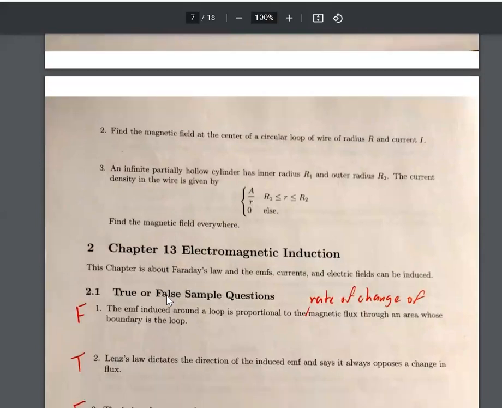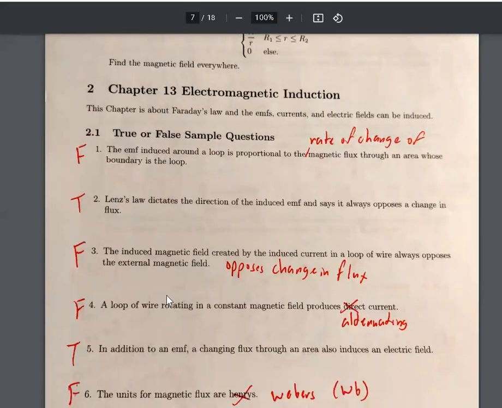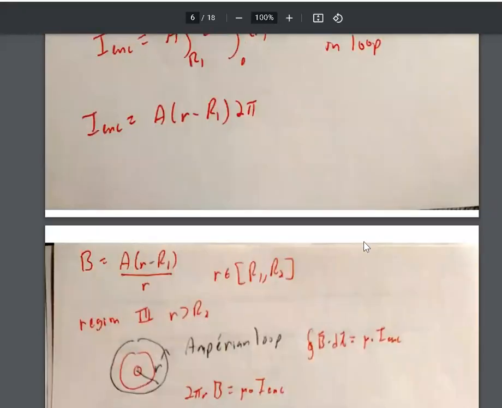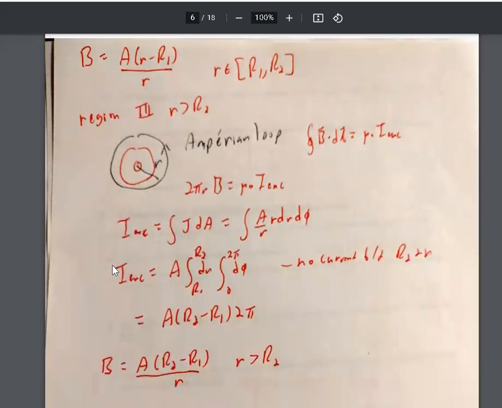All right, so that's this chapter. So the next chapter, electromagnetic induction. Sorry, I actually just realized that I left mu naught out of these. So both of these should have a mu naught in front of them. It's mu naught times that.